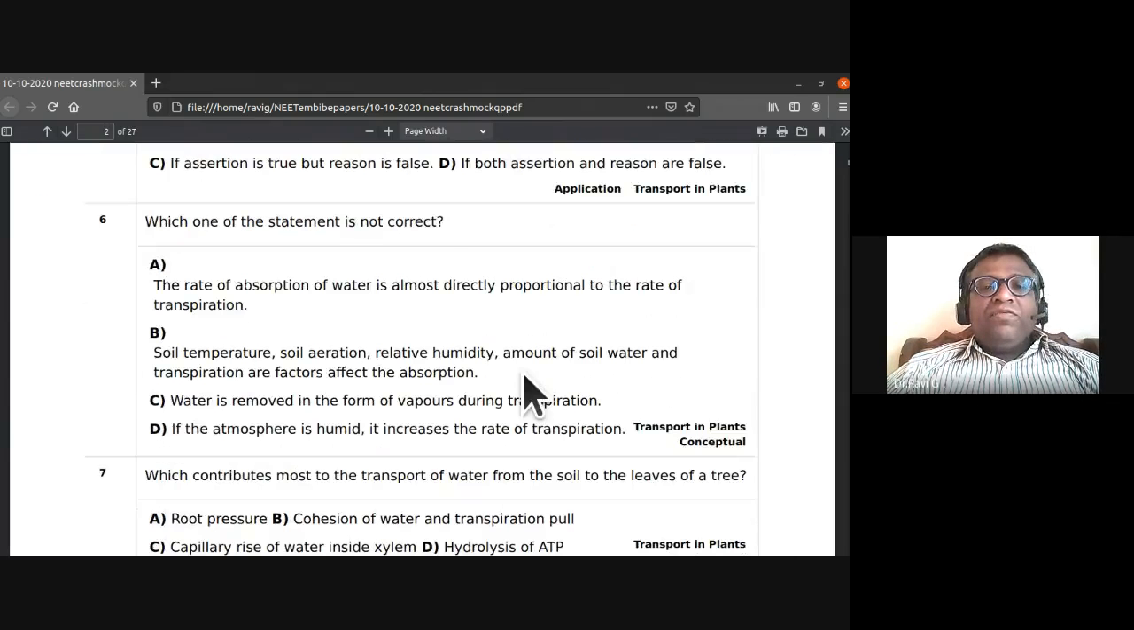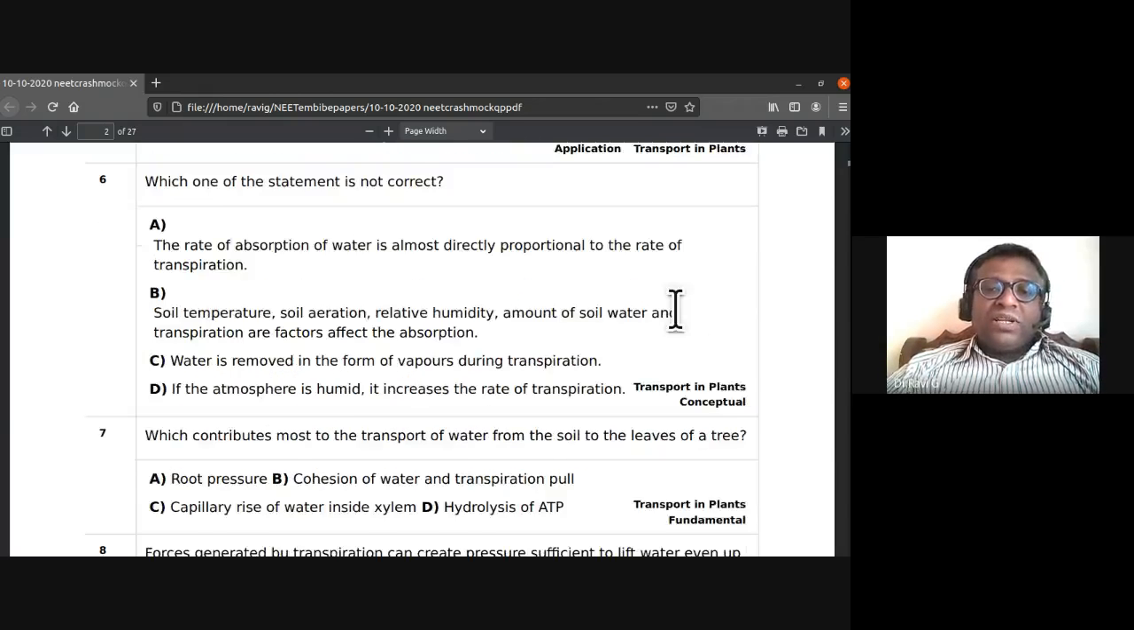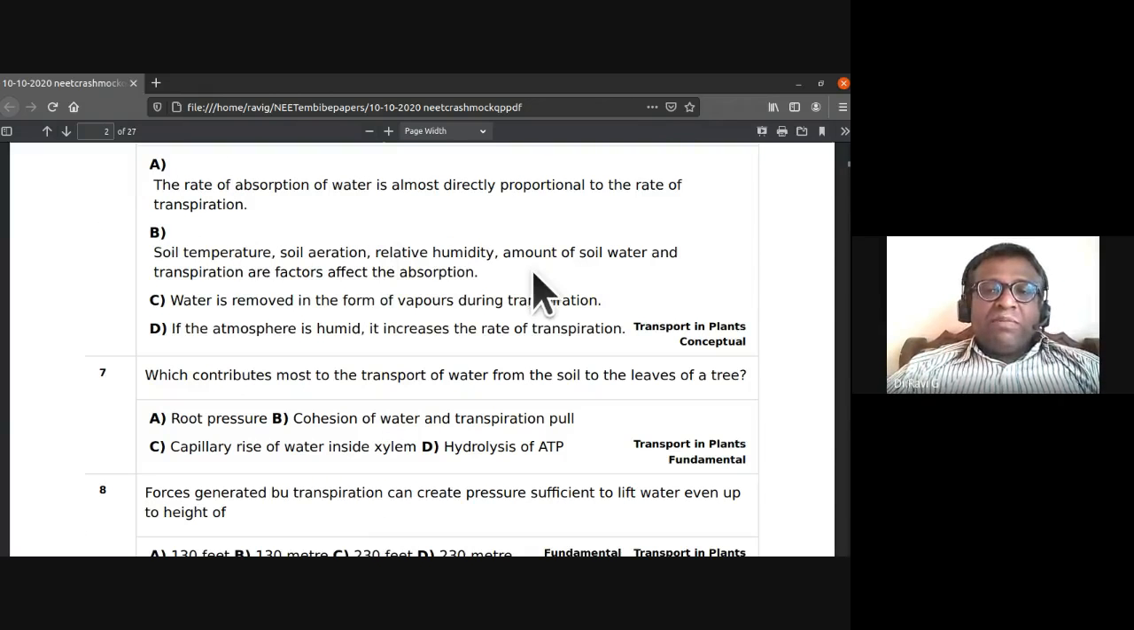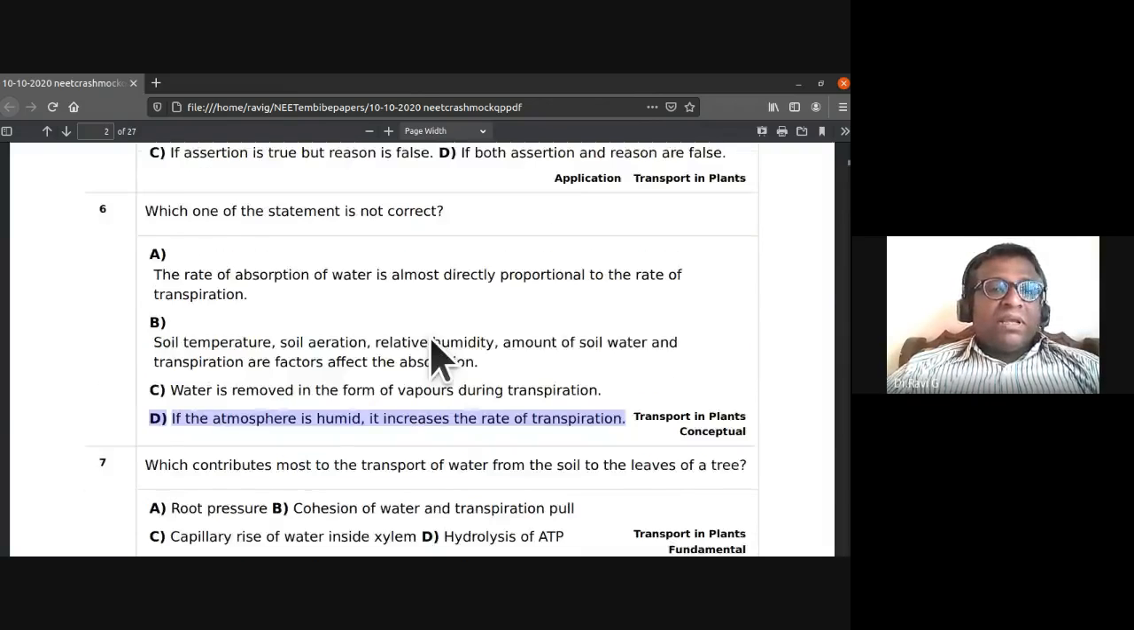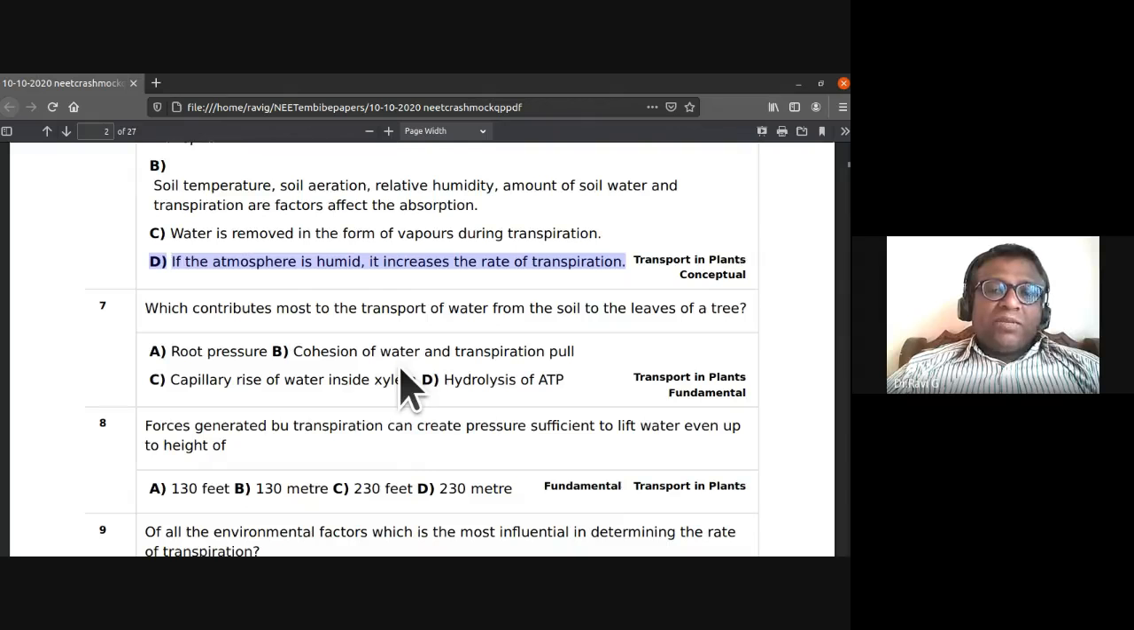Then the sixth one: which of the statements is not correct? That implies three statements are correct and one is wrong. The rate of absorption of water is almost directly proportional to the rate of transpiration. Soil temperature, soil aeration, relative humidity, amount of soil water, and transpiration are factors which affect absorption. Water is removed in the form of vapors during transpiration. If the atmosphere is humid, it increases the rate of transpiration. This is the wrong statement. If the atmosphere is humid, it decreases the rate of transpiration. So D is the wrong statement for the sixth question.